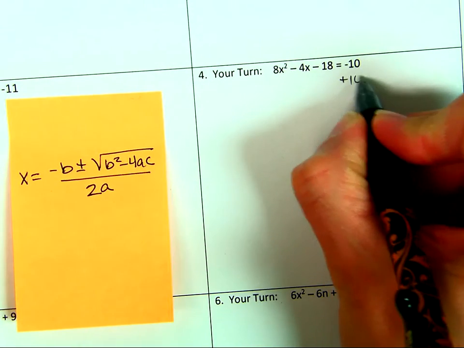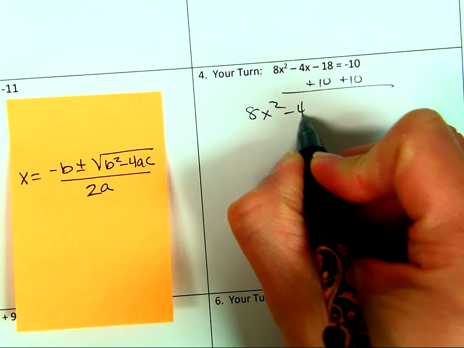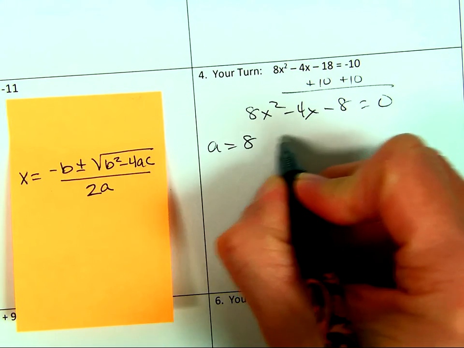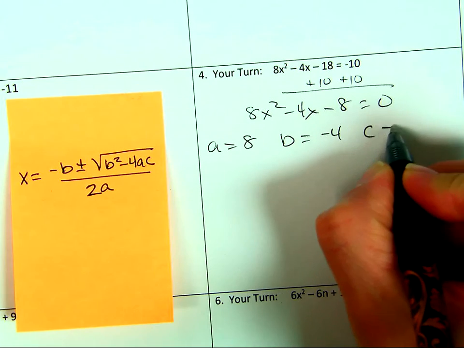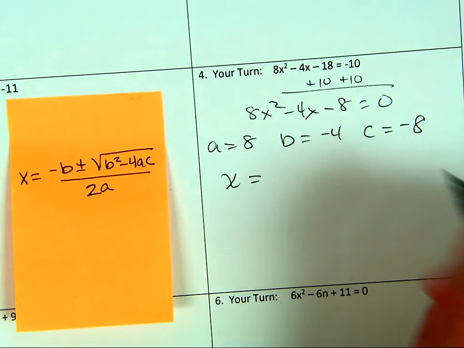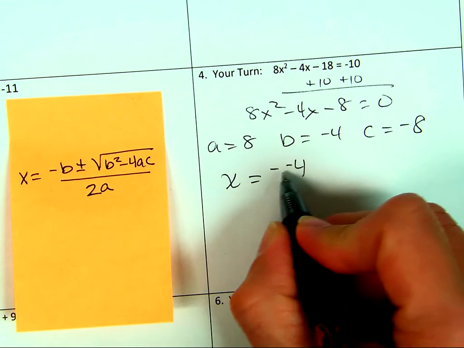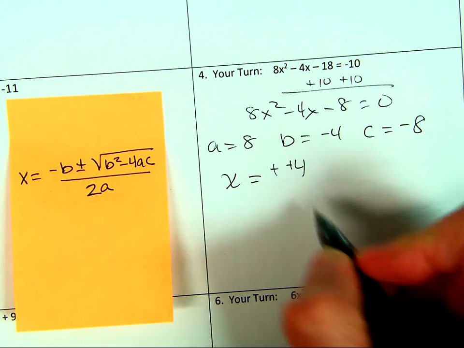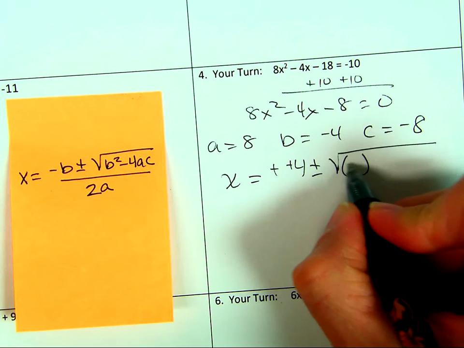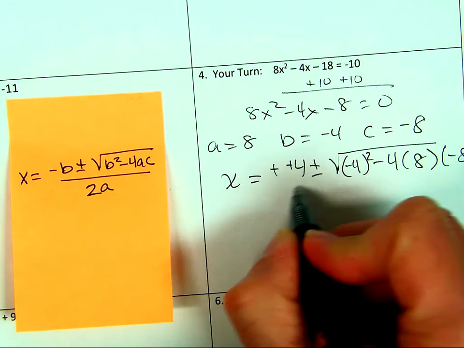Okay, let's get it in standard form. So I have to add 10 to both sides. So I get 8x squared minus 4x minus 8 equals 0. So a is 8, b is negative 4, and c is negative 8. So x equals, we're ready for our formula now. We have it in standard form, we have our a, b, and c. X equals negative b, so negative or opposite, so those are going to cancel, plus or minus the square root of b squared minus 4ac all over 2a.